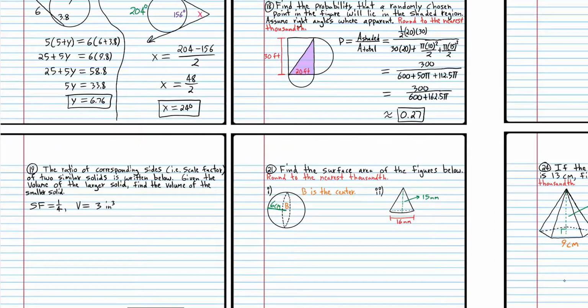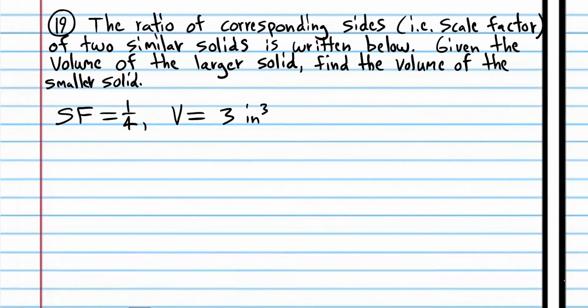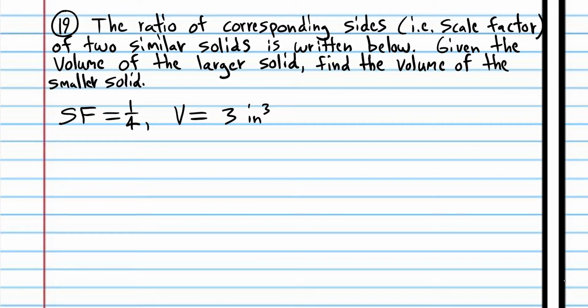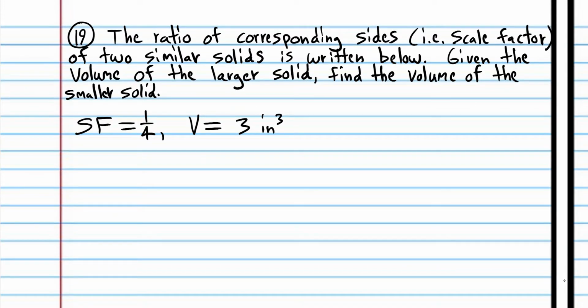Okay, on to number 19. Go ahead and attempt number 19. When you come back, we'll do it together. Okay, we're back. The ratio of corresponding sides, i.e. the scale factor, of 2 similar solids is written below. Given the volume of the larger solid, find the volume of the smaller solid.